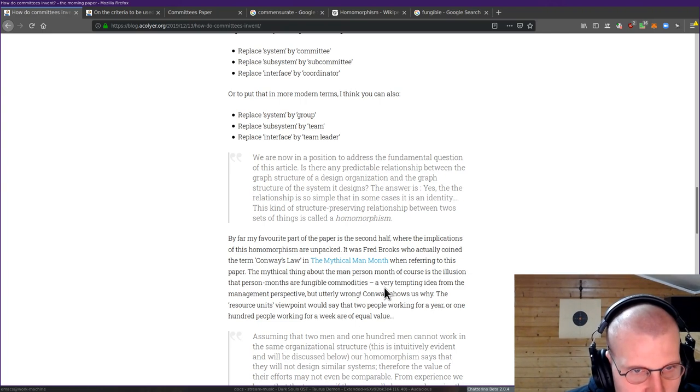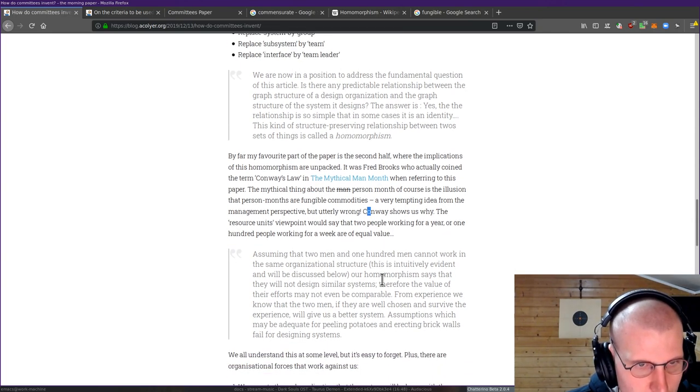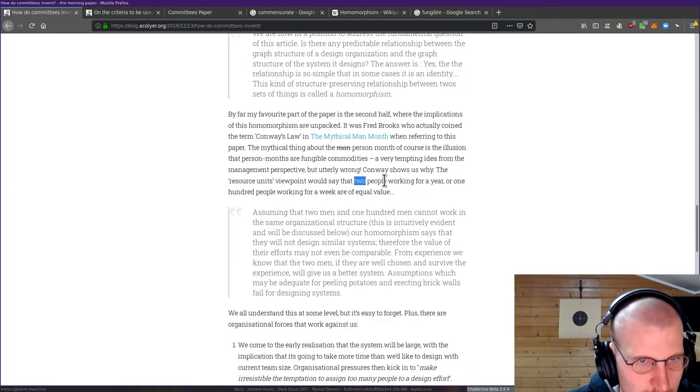A very tempting idea from the management perspective, but utterly wrong. Conway shows us why. The research unit's viewpoint would say that two people working for a year or 100 people working for a week are equal value. Now, you probably get way more out of two people working for a year rather than 100 people working for a week, right? Because there's a lot less overhead in talking to each other.